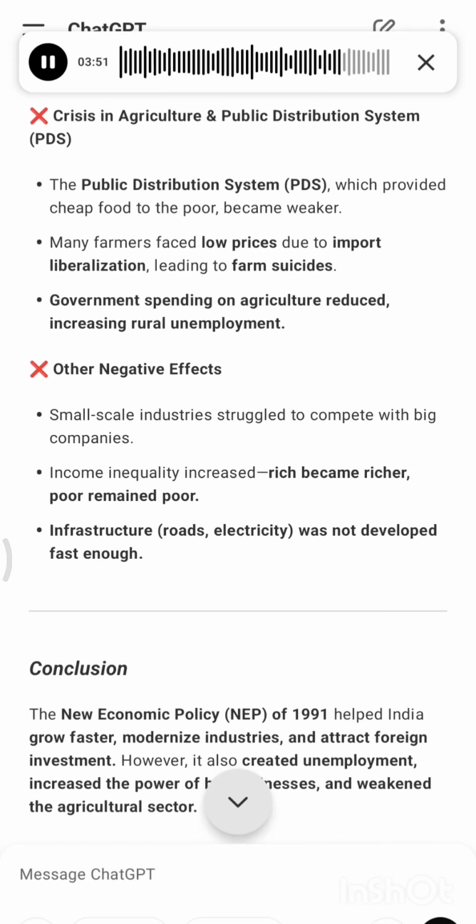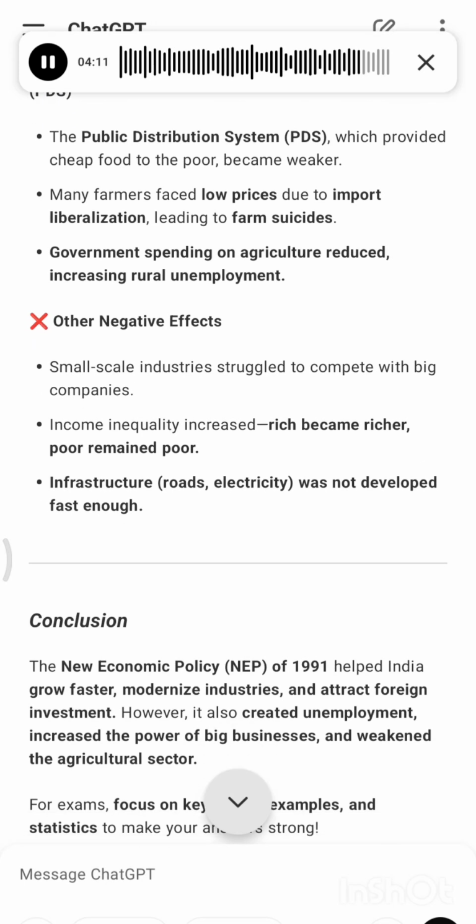Crisis in agriculture and the Public Distribution System, PDS. The PDS, which provided cheap food to the poor, became weaker. Many farmers faced low prices due to import liberalization, leading to farm suicides. Government spending on agriculture reduced, increasing rural unemployment.